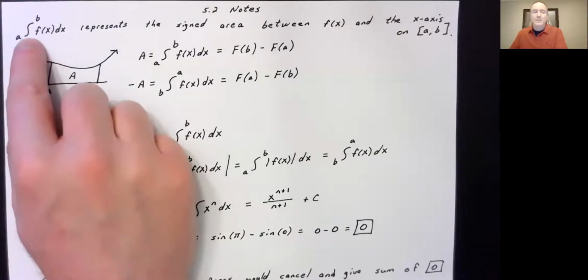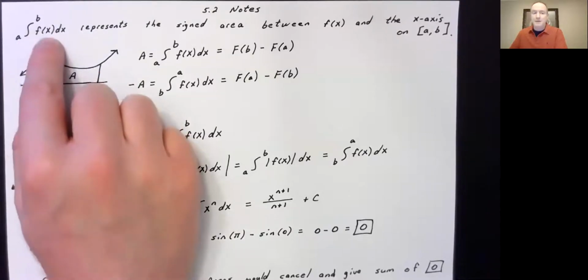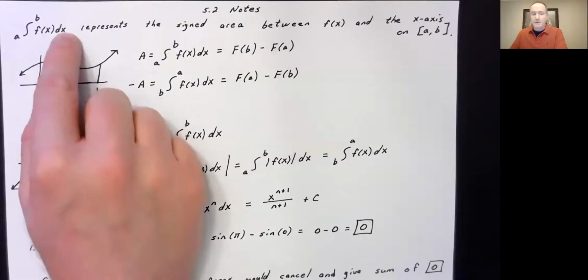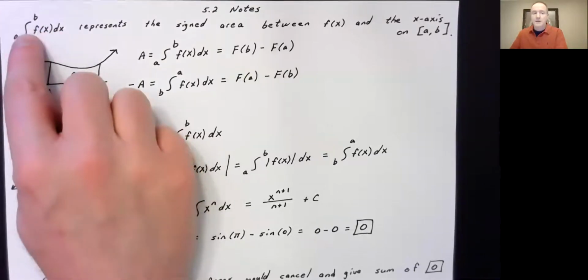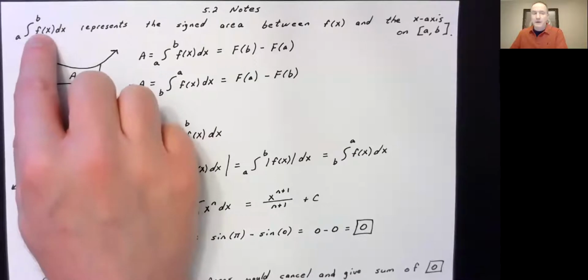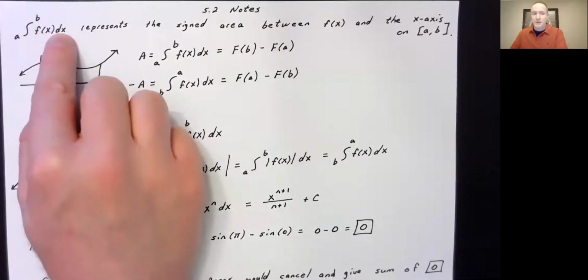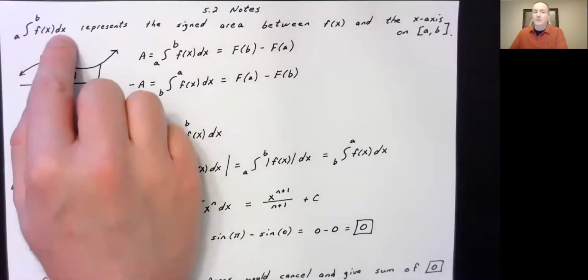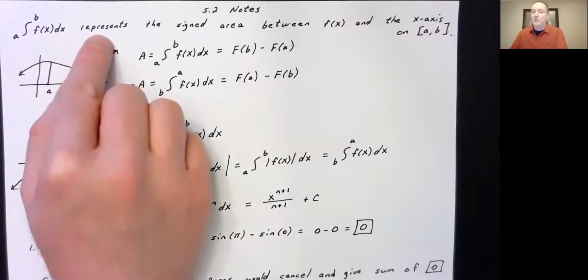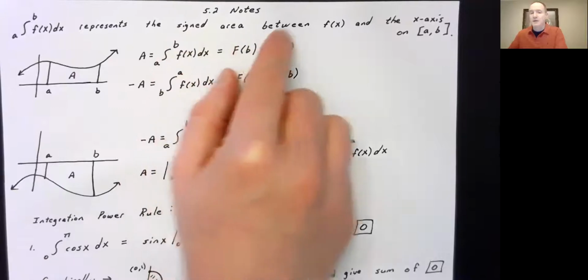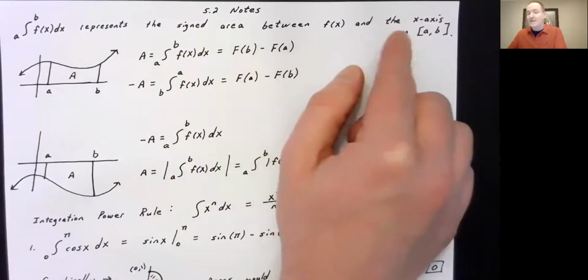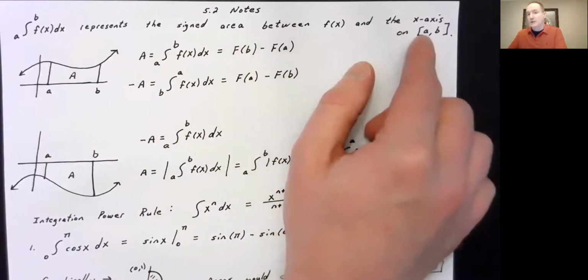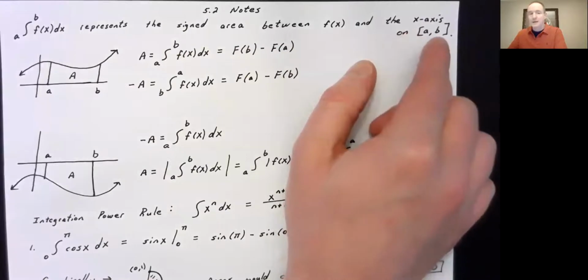It says that the integral from a to b of f of x with respect to x, and that's the way you would read this, the integral from a to b of f of x with respect to x, also means the summation of the height times the width, just like we talked about in the last section. But anyway, the integral from a to b of f of x dx represents the signed area between f of x and the x-axis on the interval starting at a, ending at b.